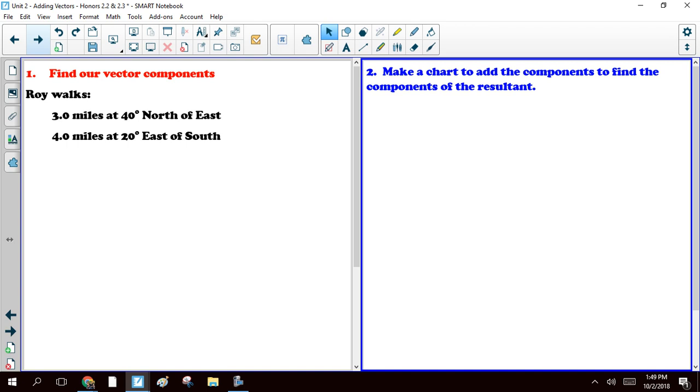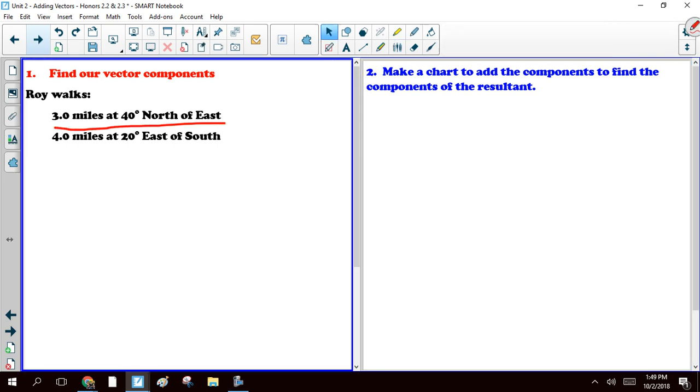Suppose I gave you Roy walks 3 miles. Oh, well, I already gave you the problem, right? So he's going to walk 3 miles at 40 degrees north of east, and then he's going to turn and go 4 miles at 20 degrees east of south. And we want to find the resultant displacement. So what we're going to do is draw a triangle for each of these vectors.